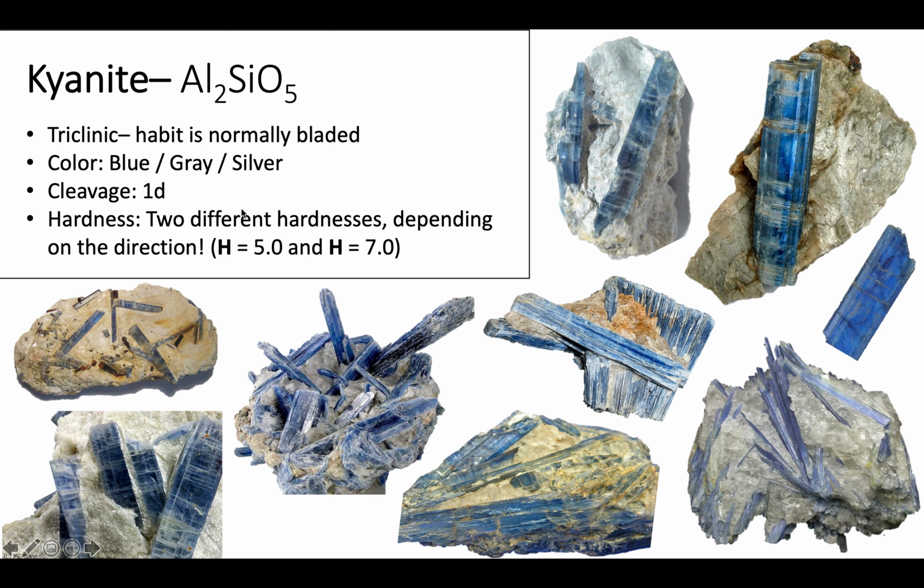And just as an interesting side note, kyanite has two different hardnesses depending on the direction. So if you try to scratch it in one direction, it's going to have a hardness of 5. But if you try to scratch it in the other direction, it's going to have a hardness of 7. So that's weird and interesting. And it will actually relate in a little bit to what we'll be talking about in the plane polarized microscope lecture this week, where we'll be talking about the different properties that minerals can have when you look at them in different directions.